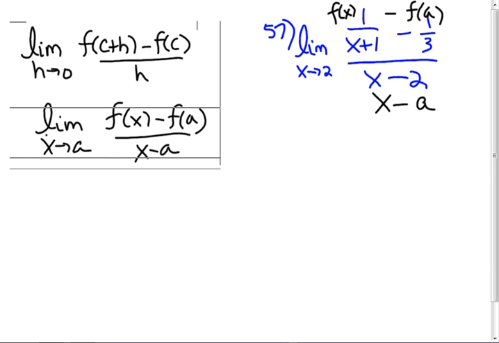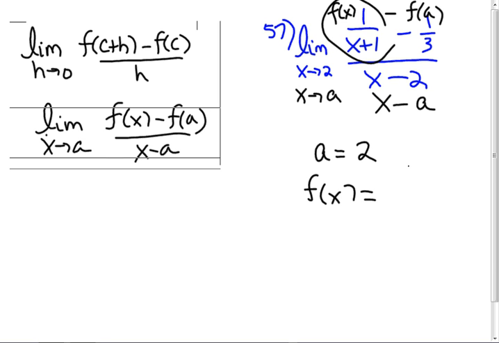I don't have a 0 or anything. And then this is x approaching a. Well, what's a equal to? 2. It's pretty easy. I like this form better. What's f of x? Right here. 1 over x plus 1. So on the exam, you're going to see a problem like this, and you're not going to calculate that limit.